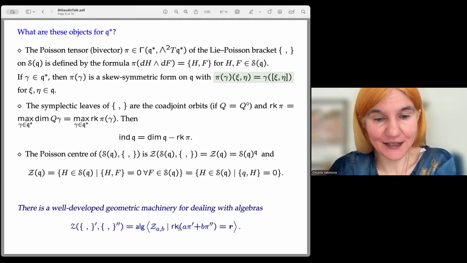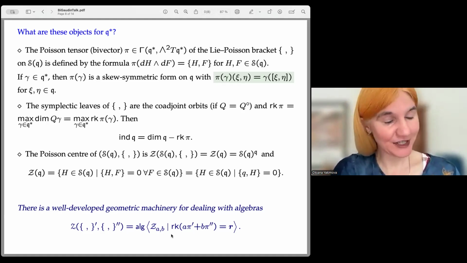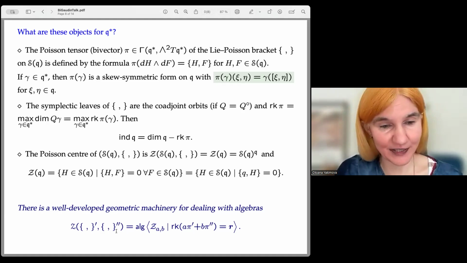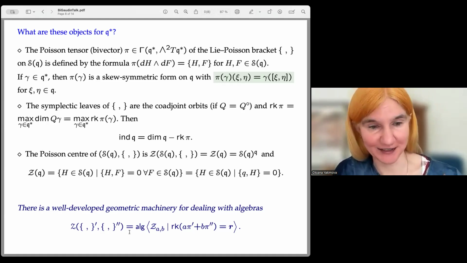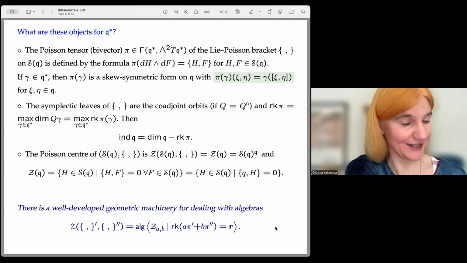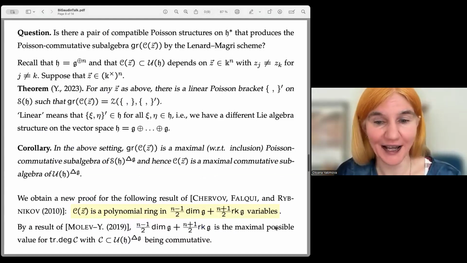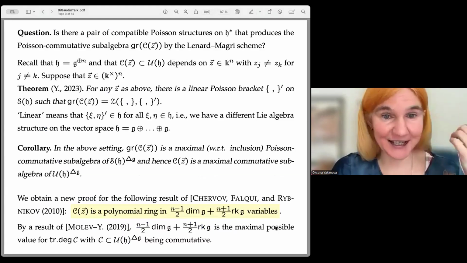Okay. So the Poisson centers of regular structure would generate a subalgebra Z depending on our pair of Poisson brackets. So this is what comes as a result of Leonard-Magritte. And the question was, is it possible to find something like this for the Gaudin subalgebras? Okay, so the answer is yes.